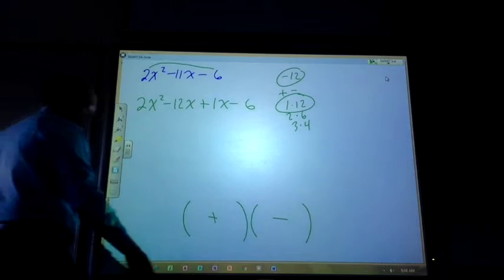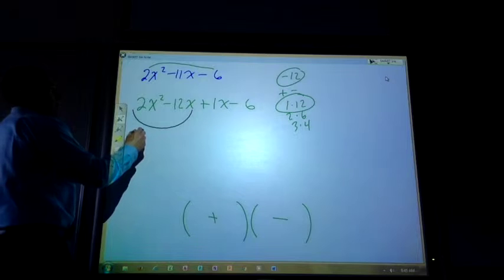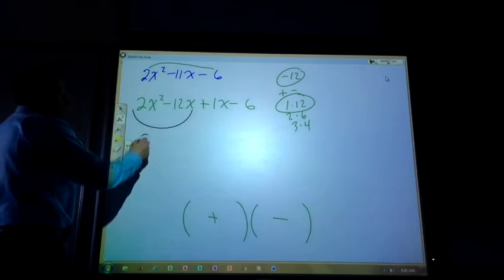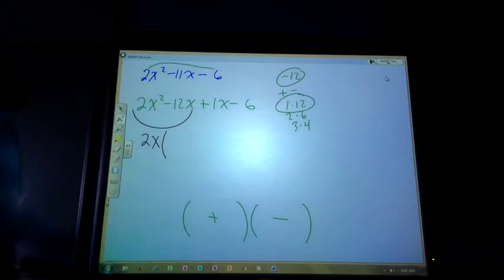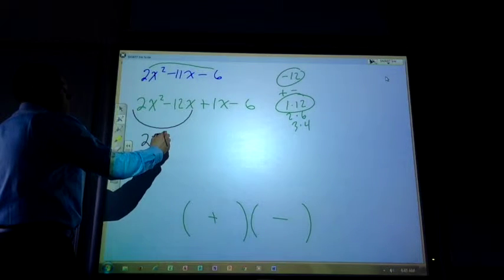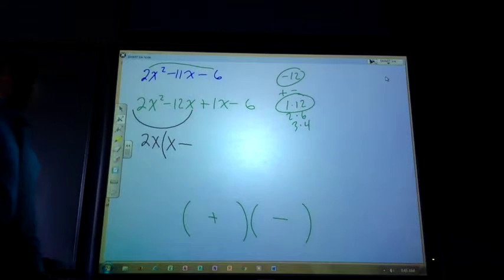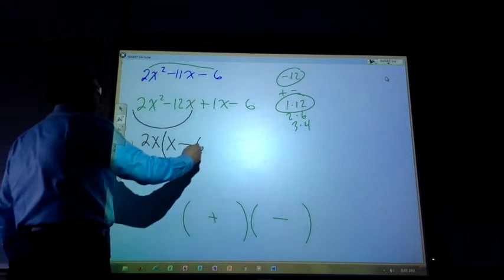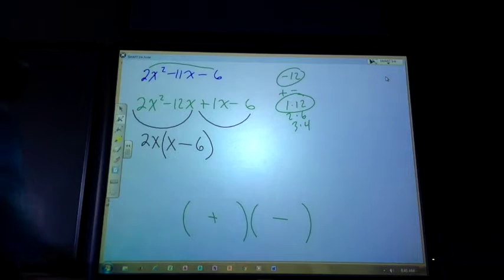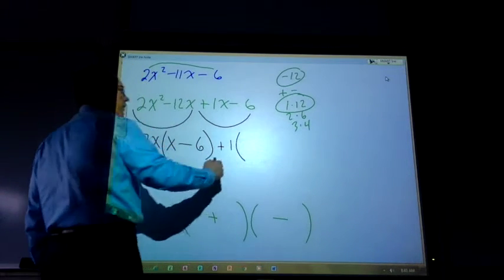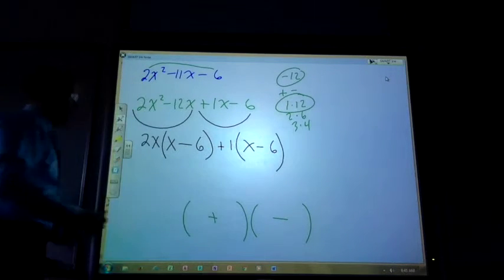Casey, what do I have in common here? X. What else? Two. Okay, if I factor a 2x out of 2xx, what do I have left? If I factor 2x out of 12x, what do I have left? 6. If nothing seems to factor out, what do I have to have as a placeholder? 1. And I'm left with what? X minus 6. Good.